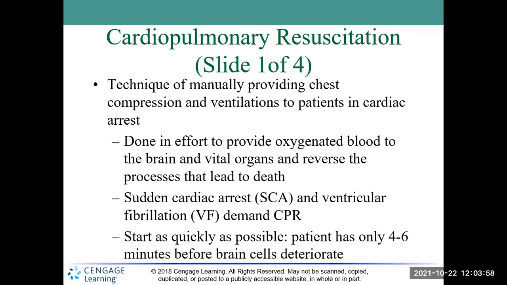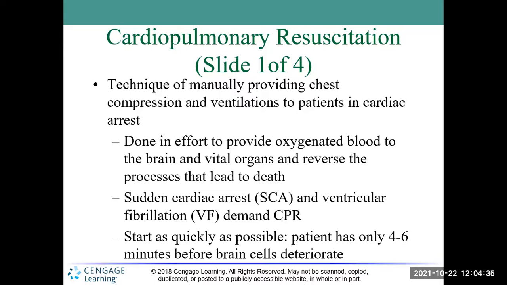Now, CPR, and I know you guys are going to get trained on this in the next 2 months. So just know that it does take place in the OR, and it's not uncommon. CPR is the technique of manually providing chest compressions and ventilations to a patient that is in cardiac arrest. So the goal of this is to provide oxygenated blood to the brain and the vital organs, and it reverses the process that leads to death.